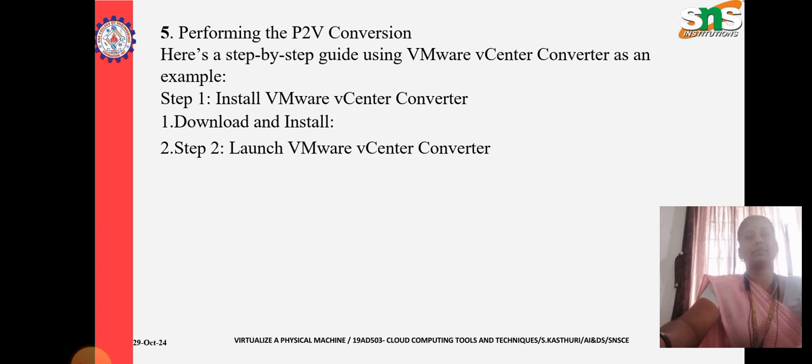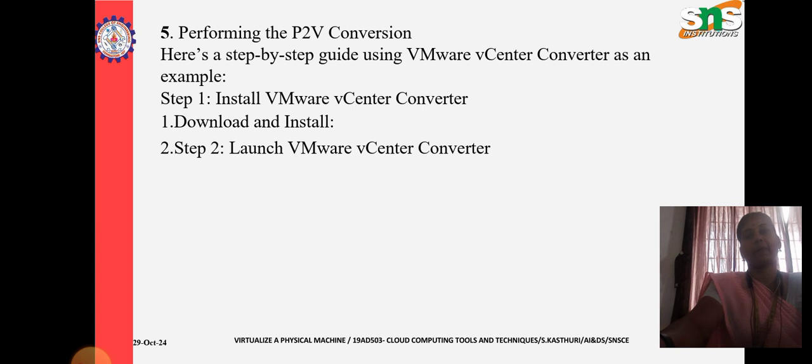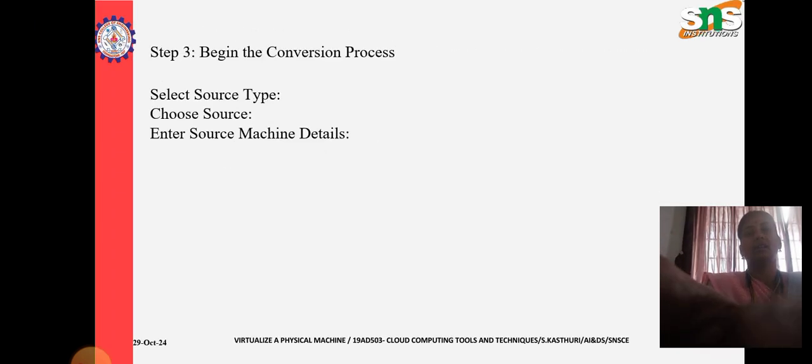Choose source: select powered on machine and specify whether it's a local machine or a remote machine. Enter source machine details. If remote, enter the IP address or host name and administrative credentials. Step 4 is select destination. Choose the destination type. Select VMware infrastructure if the VM will be hosted on vSphere, or select VMware Workstation for local VMs. Enter destination details. If using vSphere, provide the vCenter server address, administrative credentials and select the destination datastore.